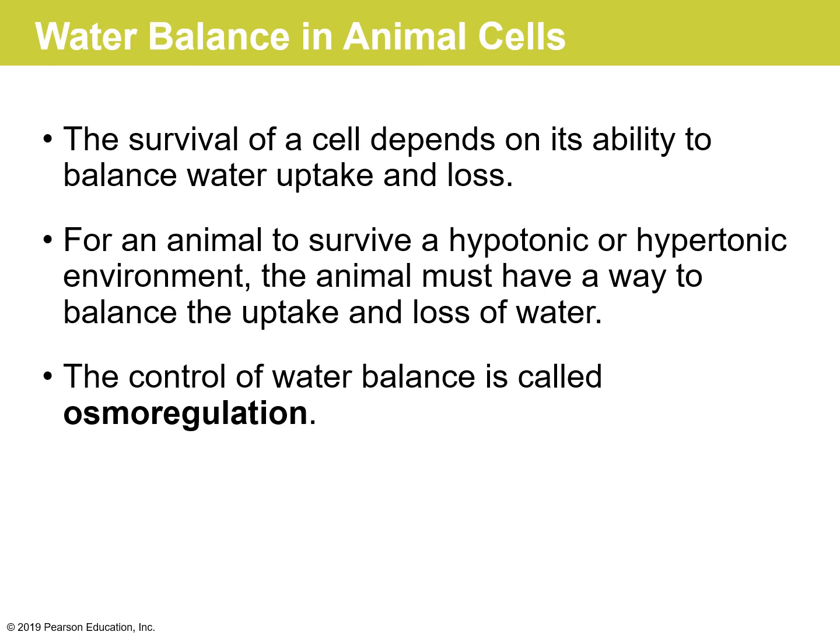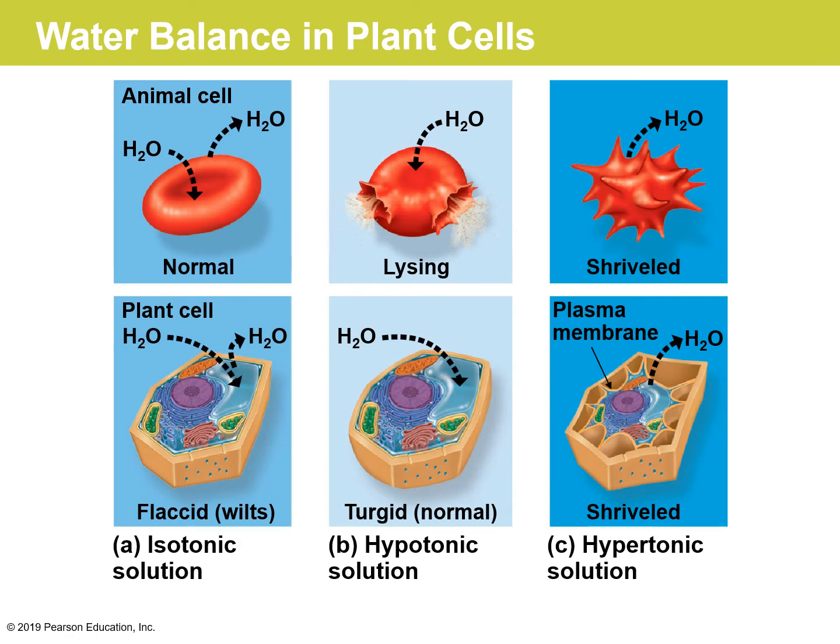If an animal or a cell is placed in a hypotonic or hypertonic environment, for this cell to survive, the animal must have a way to balance this water uptake and loss, and this control is known as osmoregulation. Animal cells such as a red blood cell and plant cells behave differently in different osmotic environments. Most animal cells require an isotonic environment with equal concentrations of water within and outside the cell. On the other hand, plant cells need a hypotonic environment which causes water to flow inward, keeping the walled cells turgid.